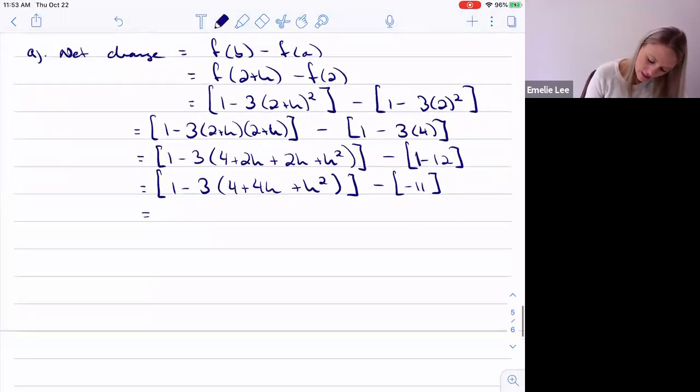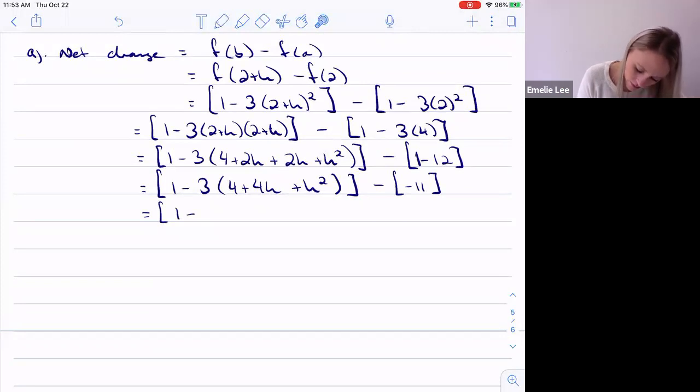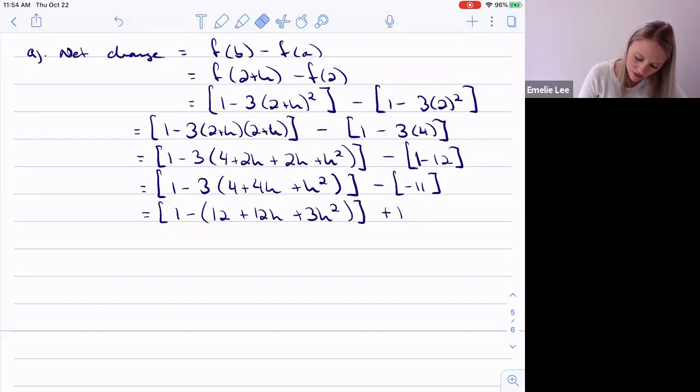So now I get, and I could probably get rid of these big square brackets soon. They're just helping me visualize where this function stops. So 1 minus, and what I'm going to do is bring in the positive 3 inside, and then bring in the negative. You could definitely bring in the negative 3, but it can get tricky that way. So I always bring in the 3 and then bring in the negative afterwards. So 3 times 4 is 12, plus 3 times 4h is 12h plus 3h squared. Sorry, I don't know where I got the extra 12 from.